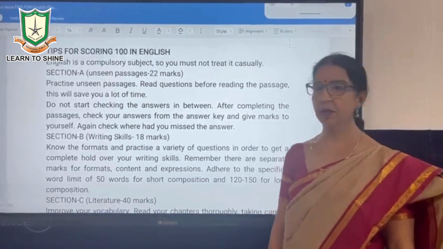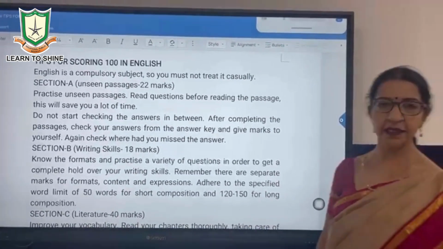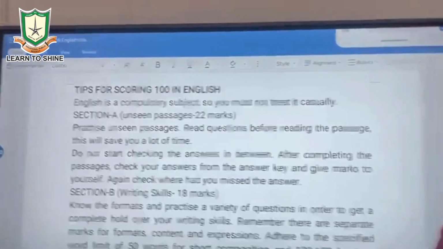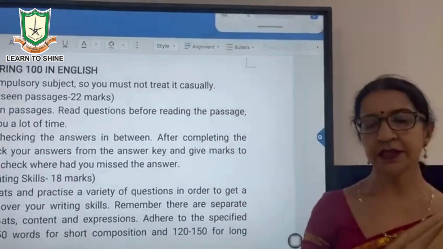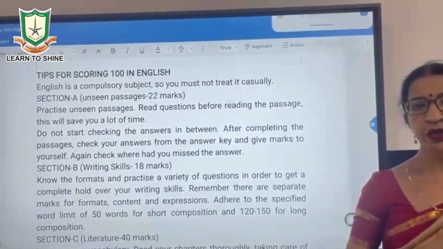Students, let's talk about scoring a complete 100 in English. We will begin section-wise. Your section A carries 2 unseen passages of 22 marks.